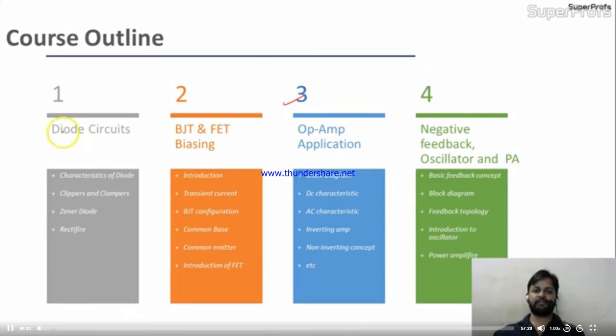This is the third unit. We have covered diode circuits and BJT, FET. In the operational amplifier unit, we will see what the operational amplifier is and then we'll switch to its applications. And the fourth unit will be negative feedback, where we'll see feedback, and oscillators, and apart from this, power amplifiers also.